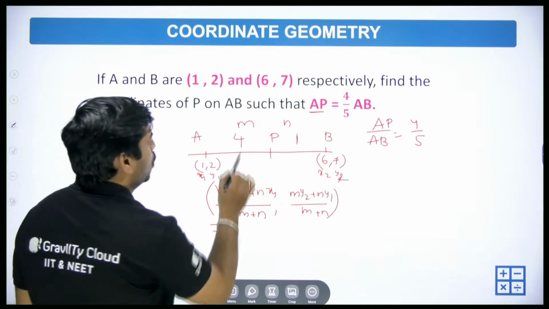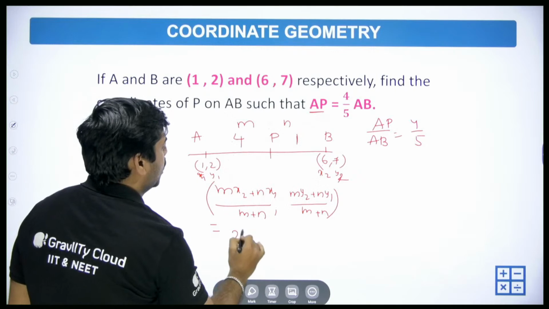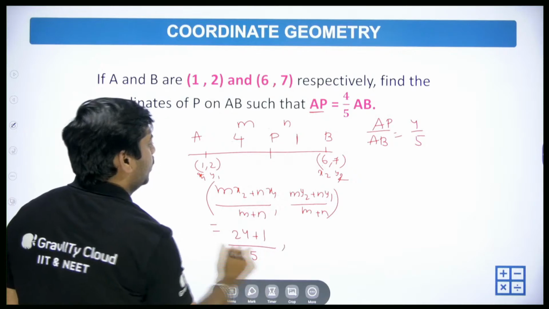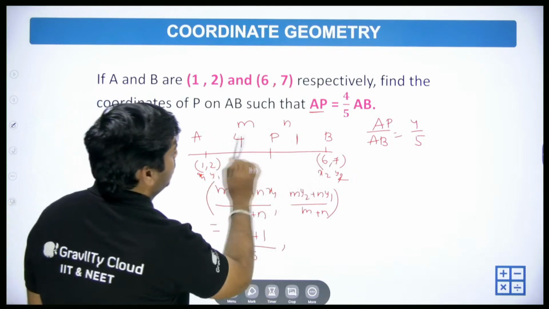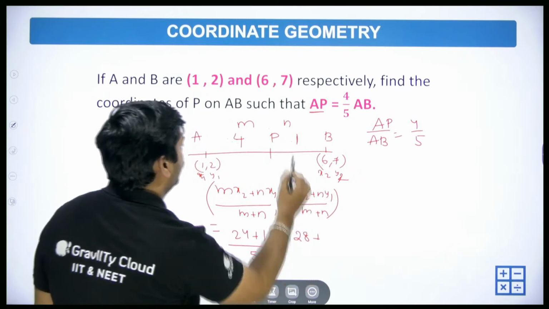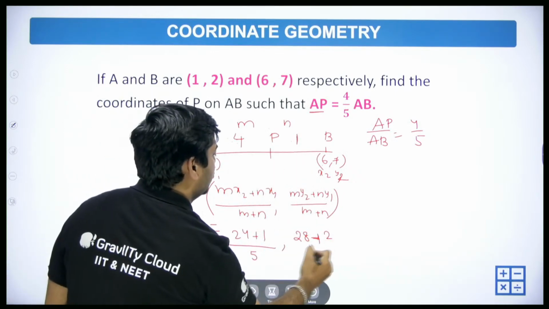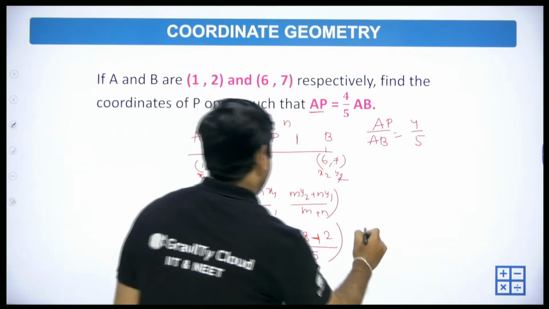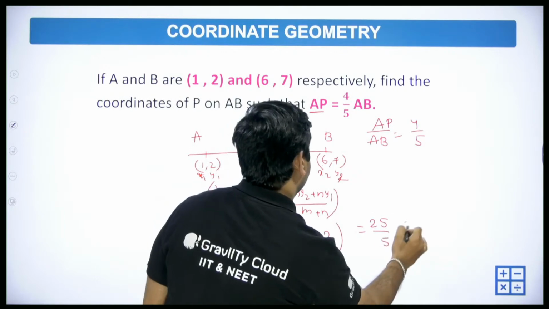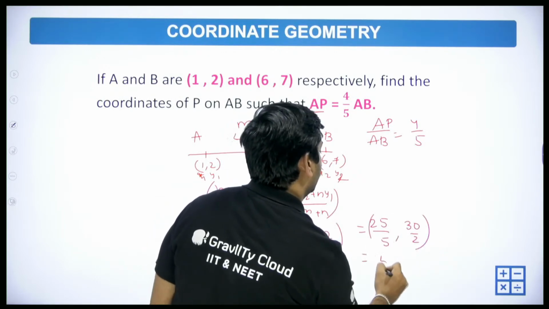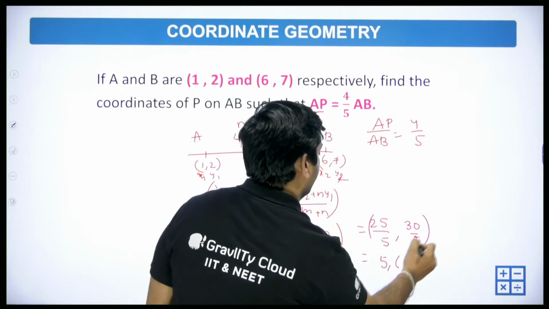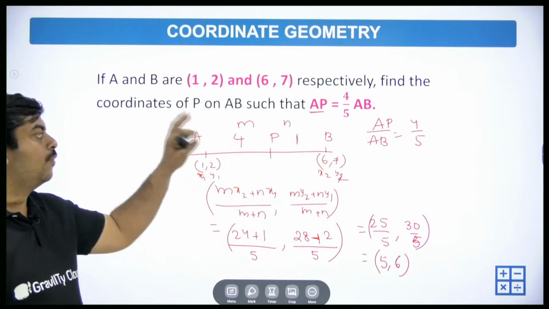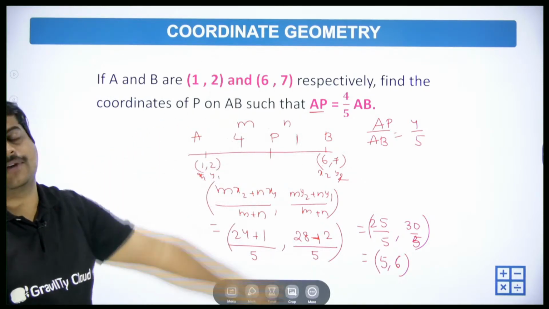So mx2, 4 times 6, 6 4s are 24, plus nx1, 1 times 1, by m plus n, 4 plus 1 is 5, comma, my2, 4 times 7, 7 4s are 28, plus ny1, 1 times 2, 28 plus 2 by 5. So 24 plus 1 is 25, 25 by 5, comma, 28 plus 2 is 30 by 5. So that will give you 5, comma, 6. (5, 6) is the point which divides A and B in the ratio 4 is to 1, such that AP is equal to 4 by 5 times of AB, right?